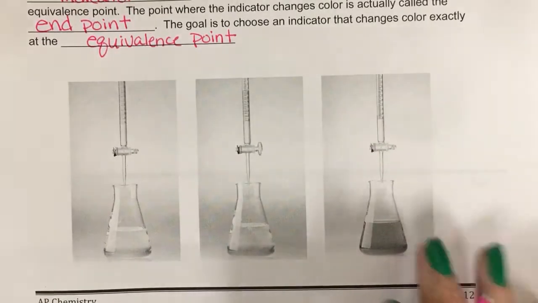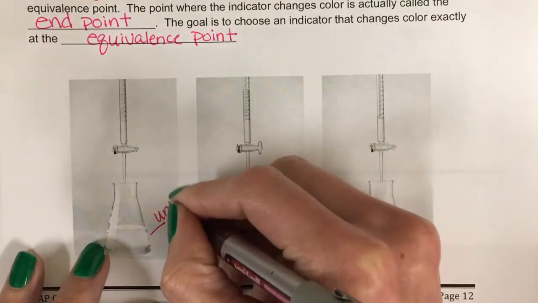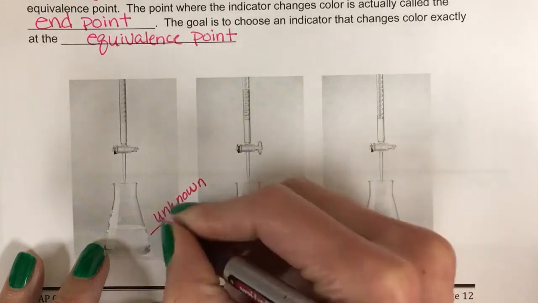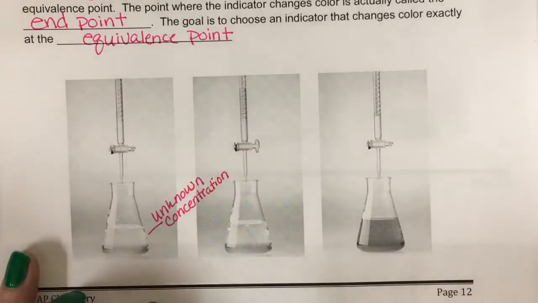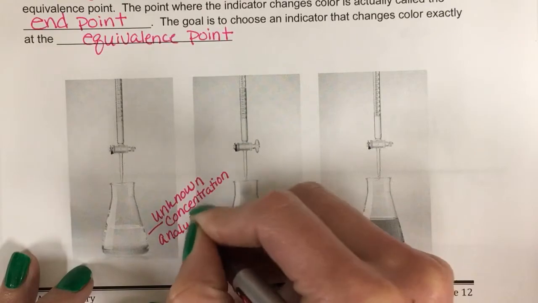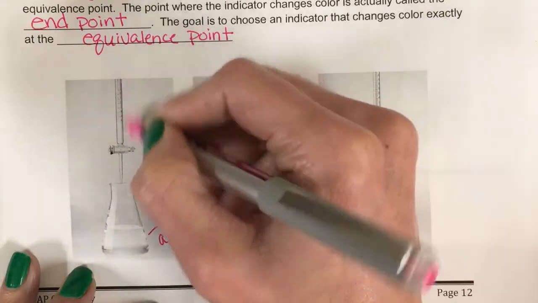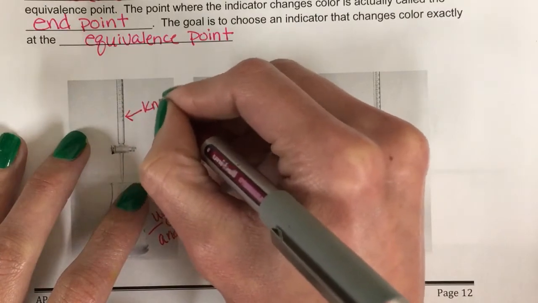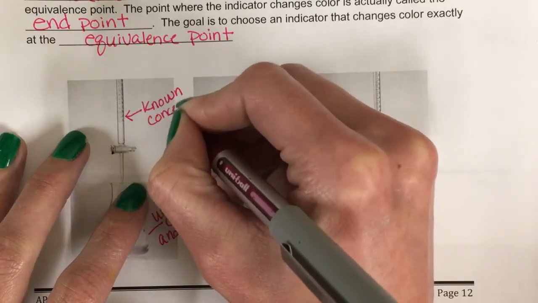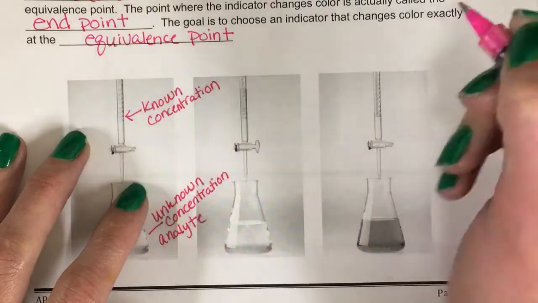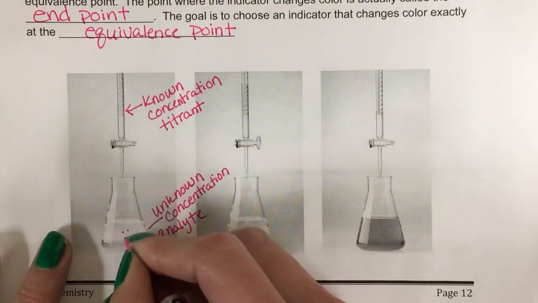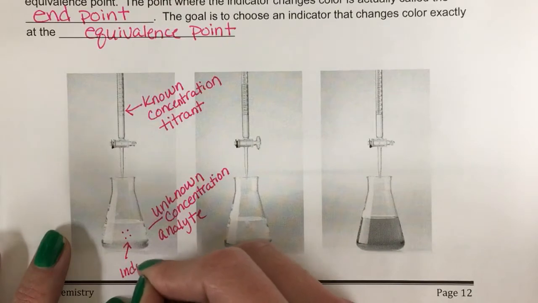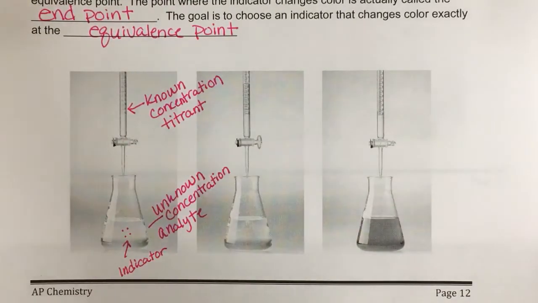So here's the way my titration works. Here is my unknown solution, and when I say it's unknown, I just don't know the concentration. I call that my analyte. Up here in the burette is my solution of known concentration. I call that my titrant. I'm also going to add a couple drops of an indicator. My indicator is going to change colors to tell me when my reaction is done.